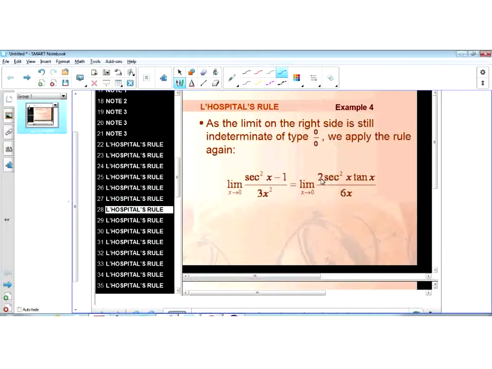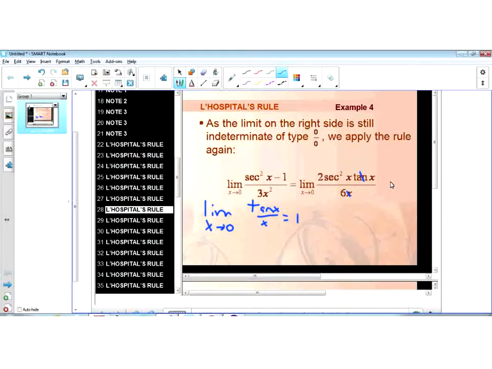Okay, so in this case now, even though you can apply L'Hopital's rule here, there's a more efficient way of evaluating this limit. And it turns out that the limit as x approaches 0 of tan x over x is equal to 1. So you can basically take that away and then use direct substitution.